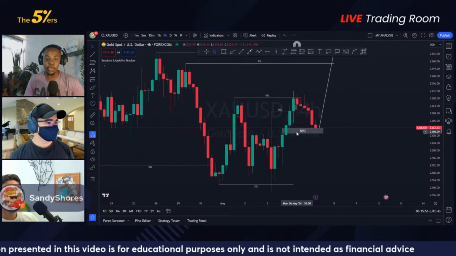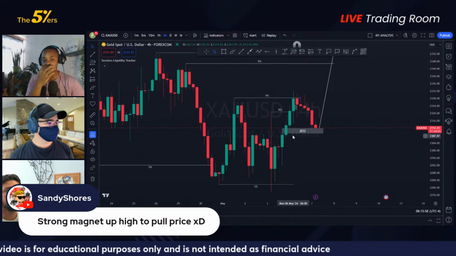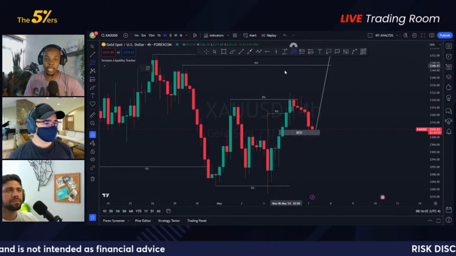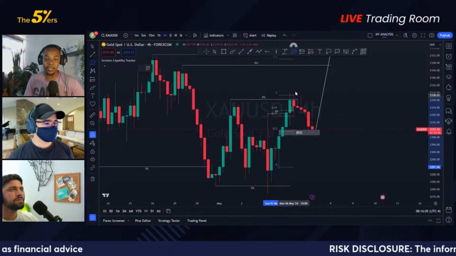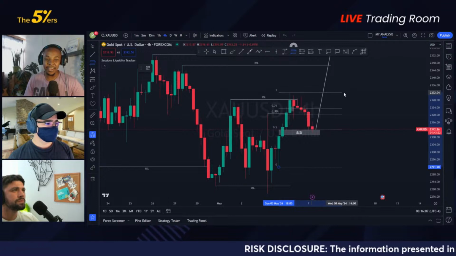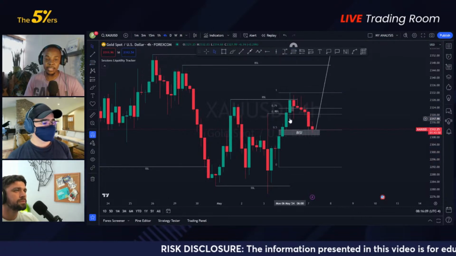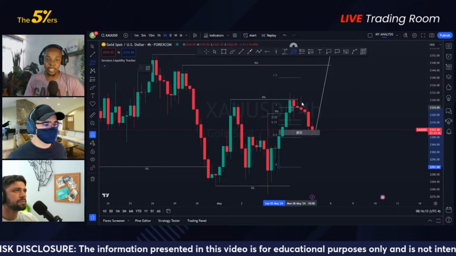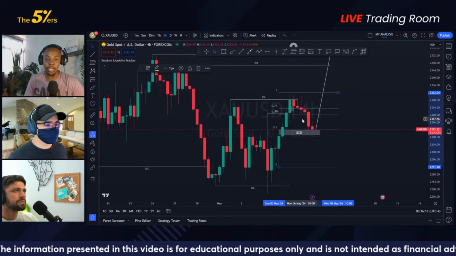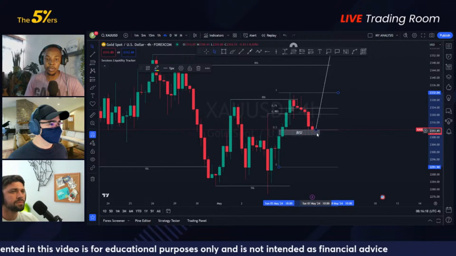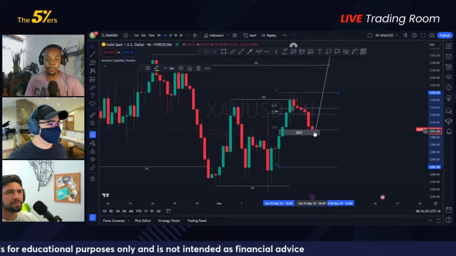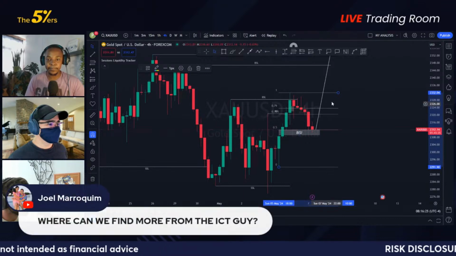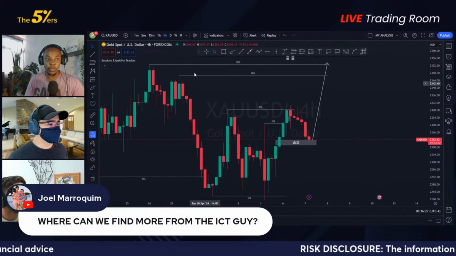The reason why I was looking at this fair value gap right here is because it's in a discount area. I measured that swing low to the swing high, and as you can see, we're just right below the 50% fib level. That's why I chose that fair value gap. So this is the H4.